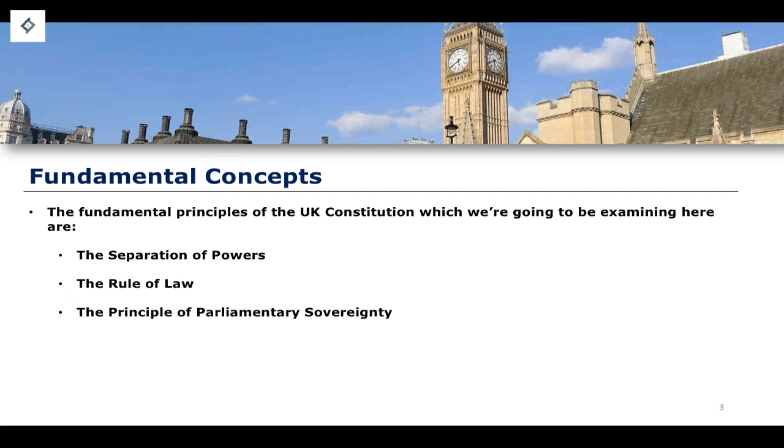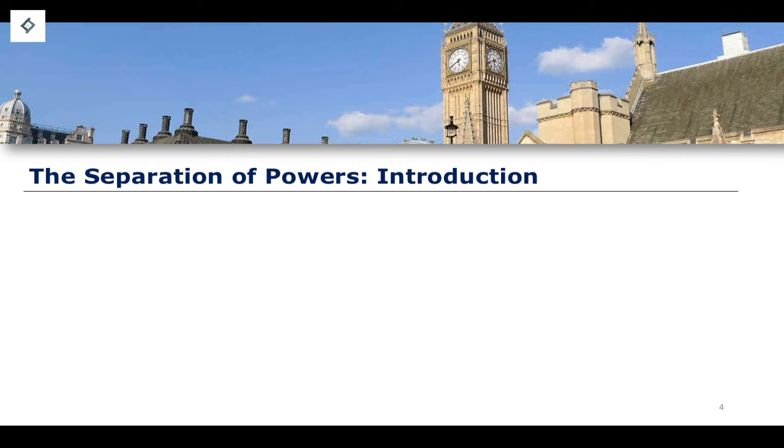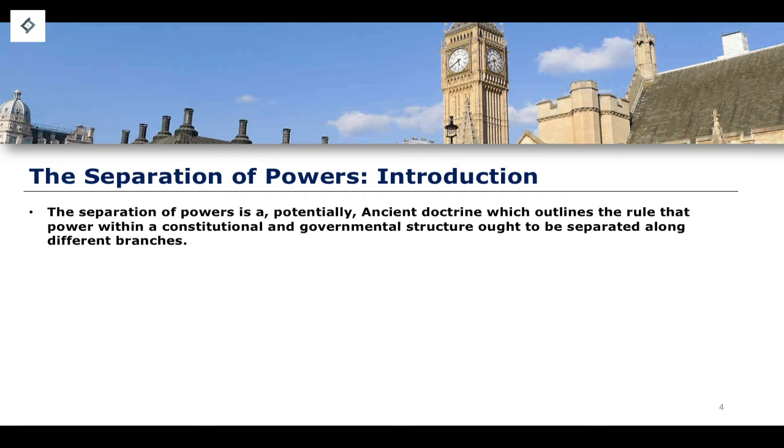But for the most part, the most important principles that we can think of when it comes to the UK's constitution are the rule of law, the separation of powers to an extent, and also the principle of parliamentary sovereignty, arguably the latter of which being the most important principle. So ultimately, the rest of this lesson is just going to be an examination of each of those principles in their overview, in their generality, beginning first with the separation of powers.